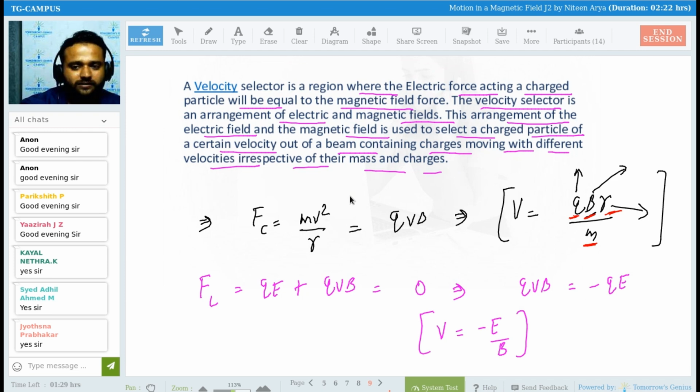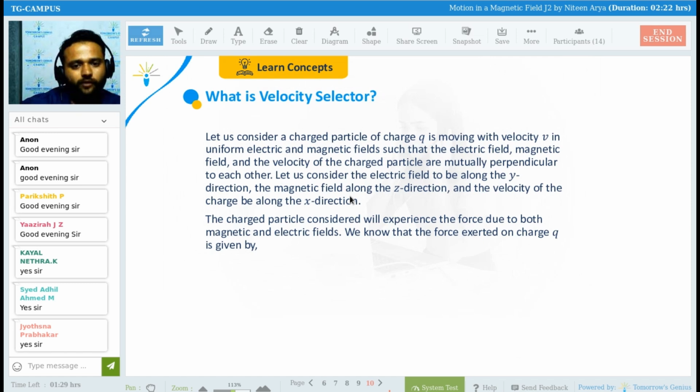This is also another case. Clear? I don't need the charge or mass ratio right now. Nothing else I need. I just need the electric field and magnetic field. So there are two scenarios. What is a velocity selector?